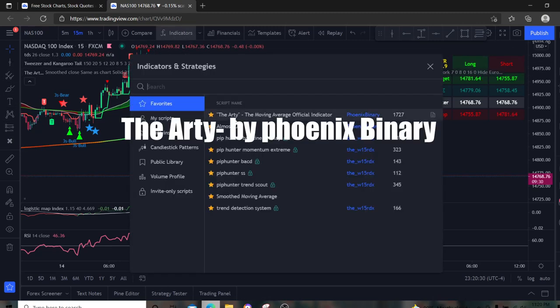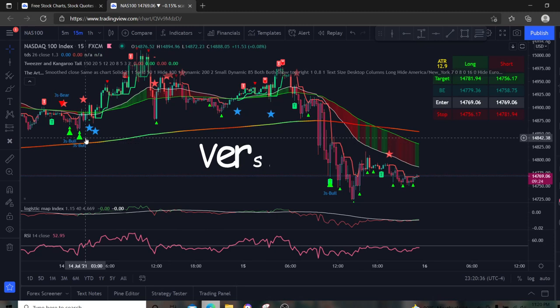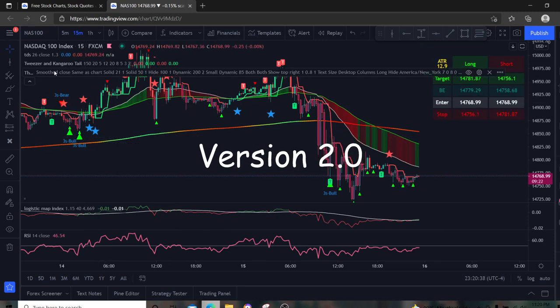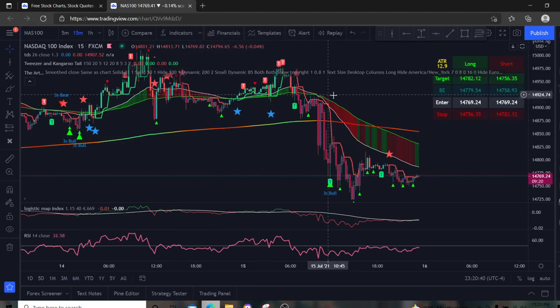If you are looking for just the free stuff, then the Arty is completely free. You will see it called the Arty. It is by Phoenix Binary. You can just search for it and it will pop up. This is version 2.0. That is the one with the clouds that you're seeing behind here and this little color-changing 200 moving average. So that is what the Arty is.